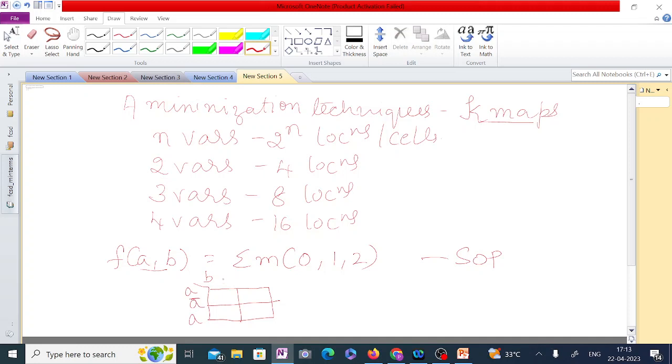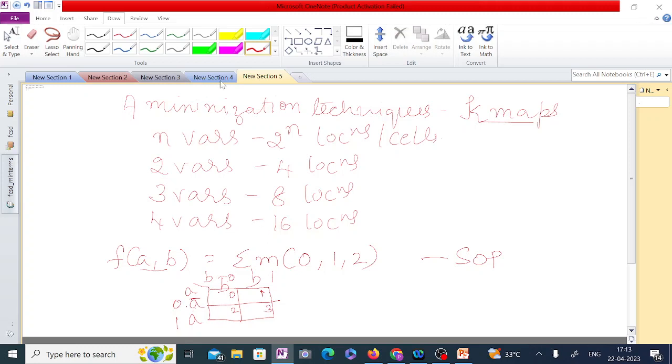A bar, A and B bar, B. So this A bar is taken as 0 here and A as 1 in your minterm. Okay, this is 0, this is 1. So this will be 0, 0. So this location is 0. This will be 0, 1, so the location is 1. This is 1, 0, so the location is 2. This is 1, 1, so the location is 3.